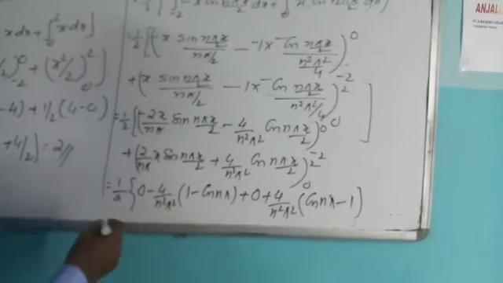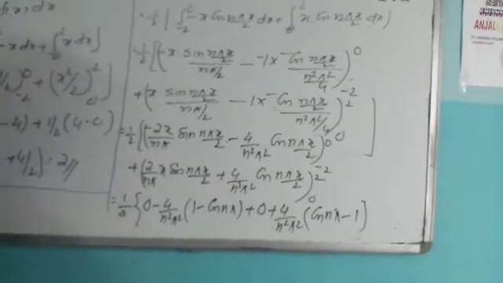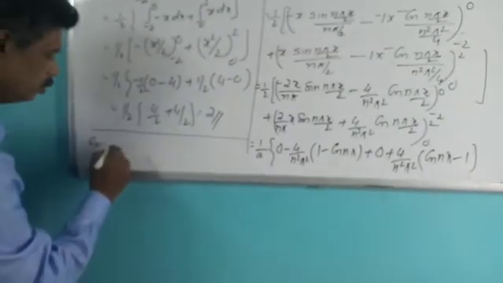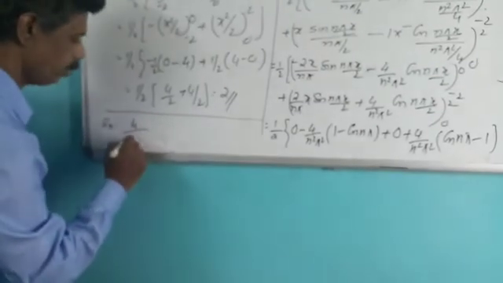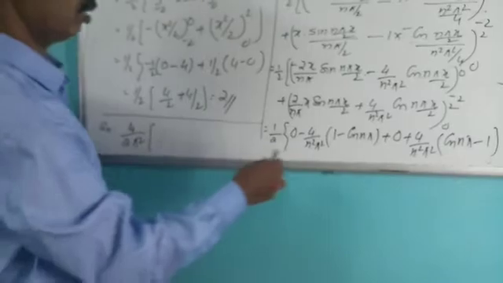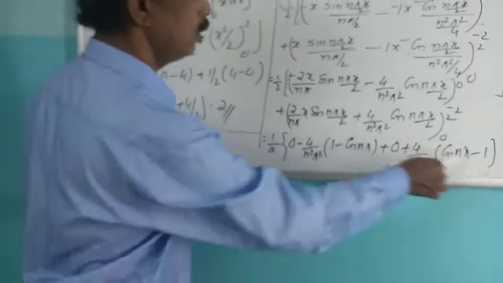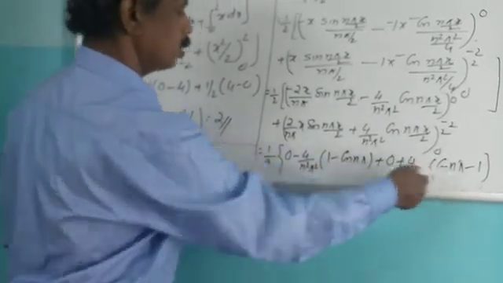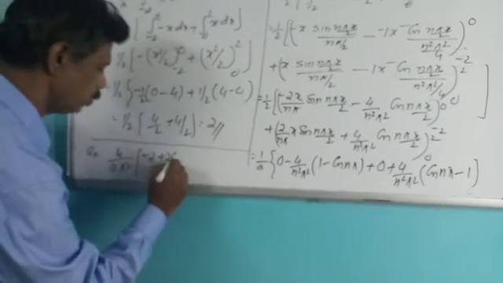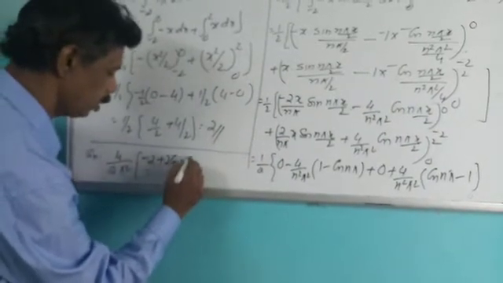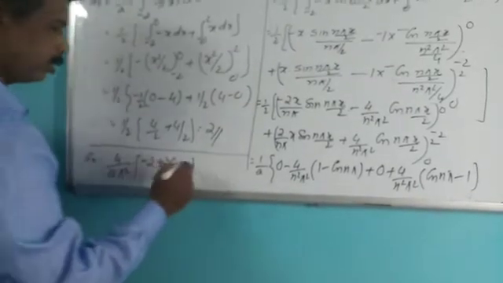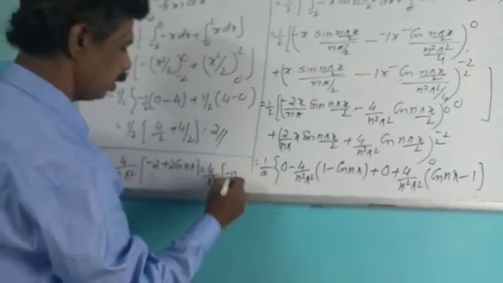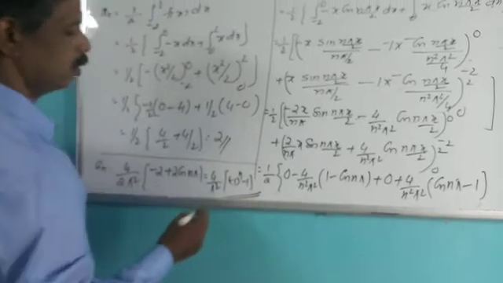Then we can simplify this term. Taking 4 by 2 pi square as a common term, we get minus 1 minus 1, that is minus 2, and then plus cos n pi plus cos n pi, which is 2 cos n pi. Okay, we can take 2 as a common term, then cancelling, it becomes 4 by pi square into the value of cos n pi minus 1, all raised to n minus 1. That is the value of n.